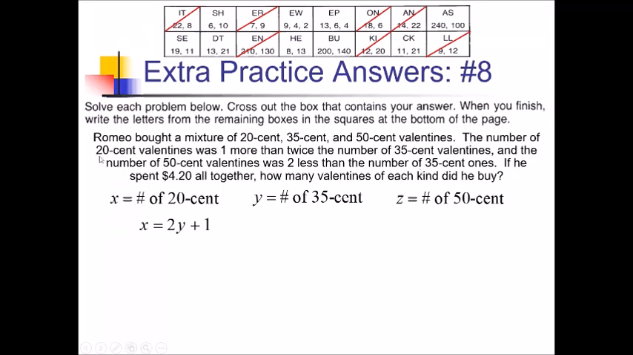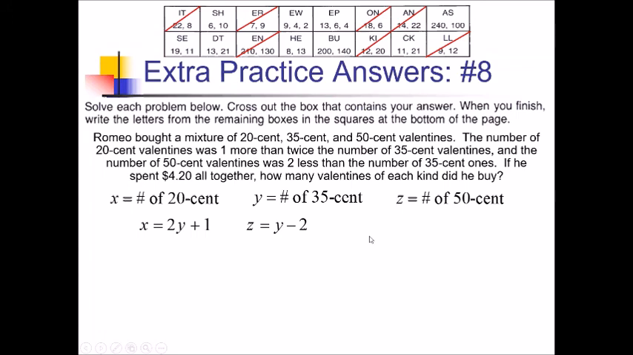Next up, they said the number of 50-cent Valentines, so that was z, equals 2 less than the number of 35-cent ones. So the number of 35-cent ones was y, and we wanted 2 less, so minus 2. And then they give us one more equation here. He spent $4.20 altogether.